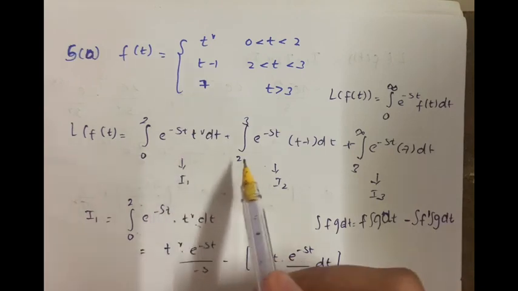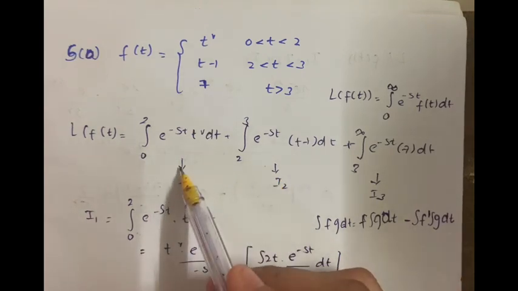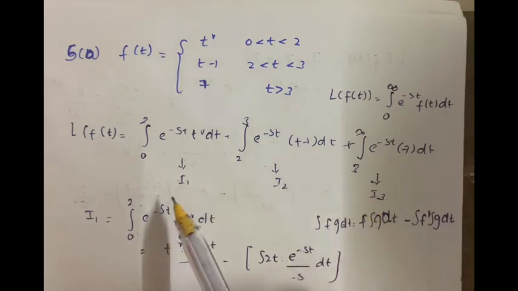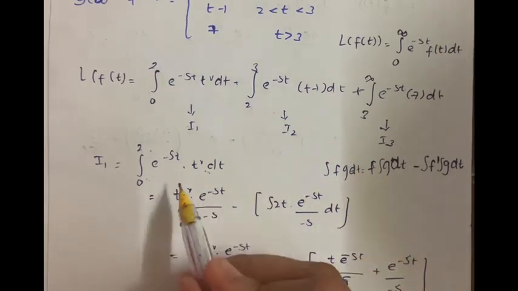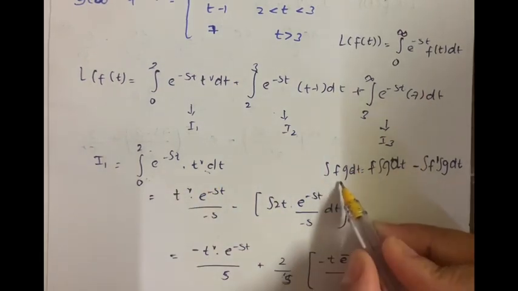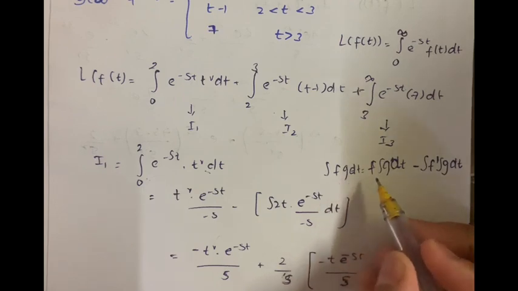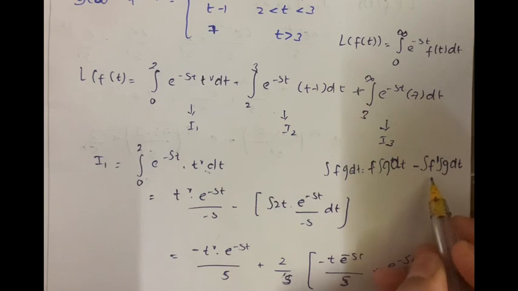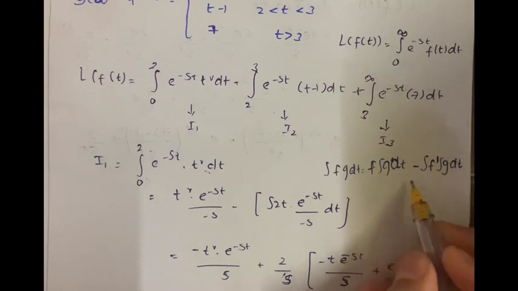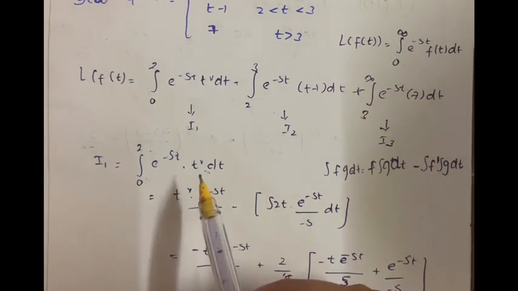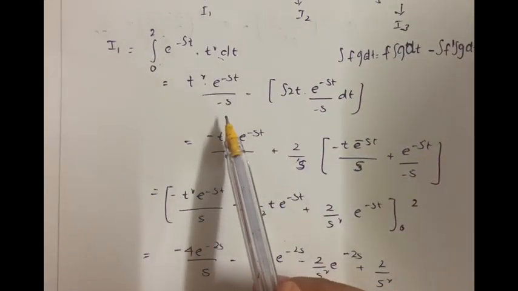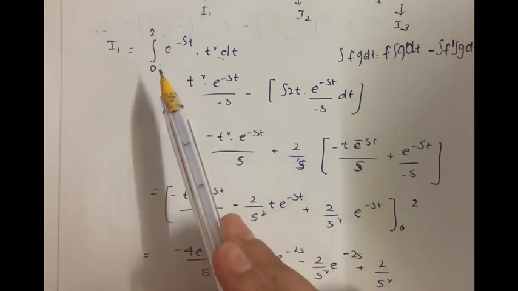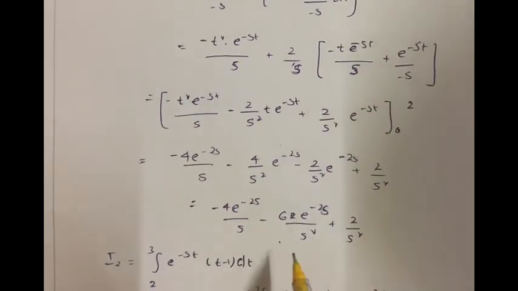In order to make this integration easier, let's divide this into 3 parts, I1, I2 and I3. First, let's solve I1. I1 is given by this. In order to solve this type of function, integration of fg dt is equal to f into integration of g dt minus integration of f dash into integration of g dt. Here f and g are functions of t. Let's substitute these values here. Then we'll find the solution and apply limits 0 and 2. Then I1 value will be this.